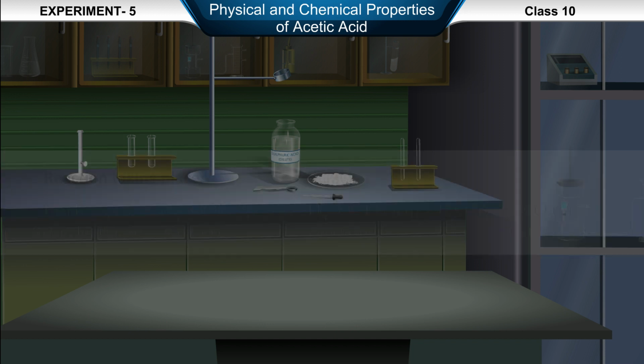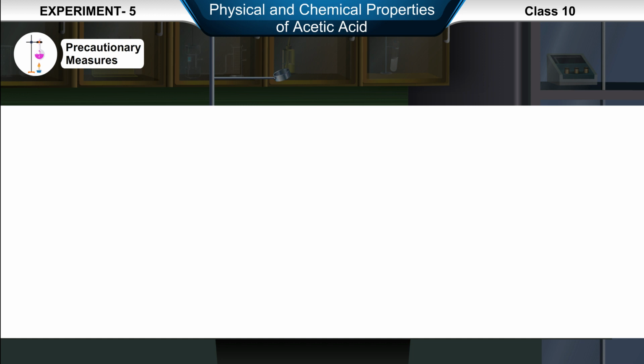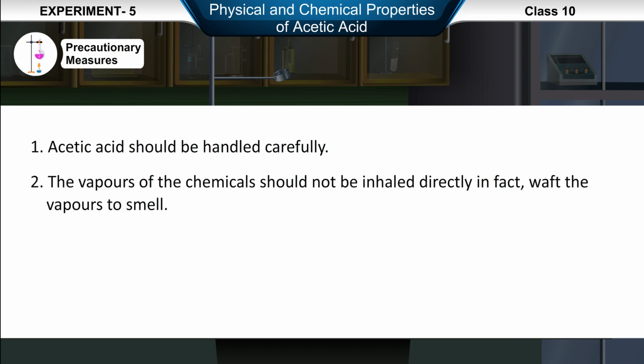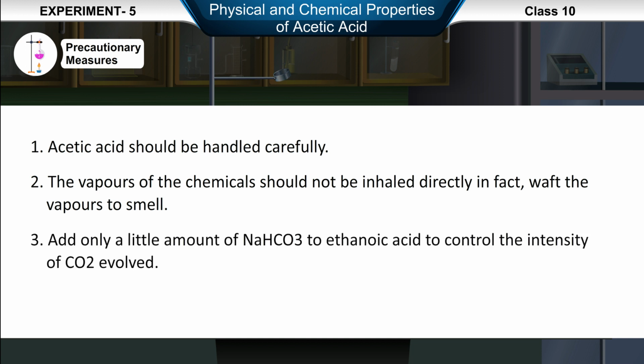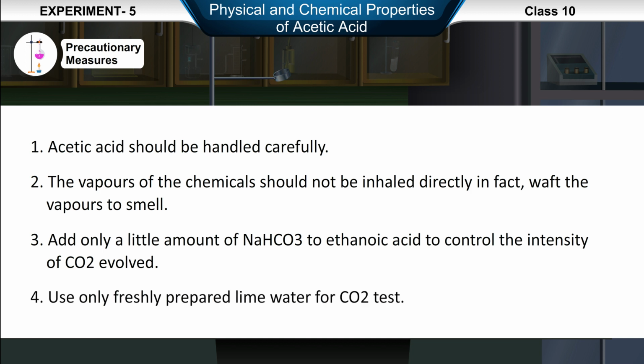Precautionary measures. 1. Acetic acid should be handled carefully. 2. The vapors of the chemicals should not be inhaled directly; in fact, waft the vapors to smell. 3. Add only a little amount of NaHCO3 to ethanoic acid to control the intensity of CO2 evolved. 4. Use only freshly prepared lime water for the CO2 test.